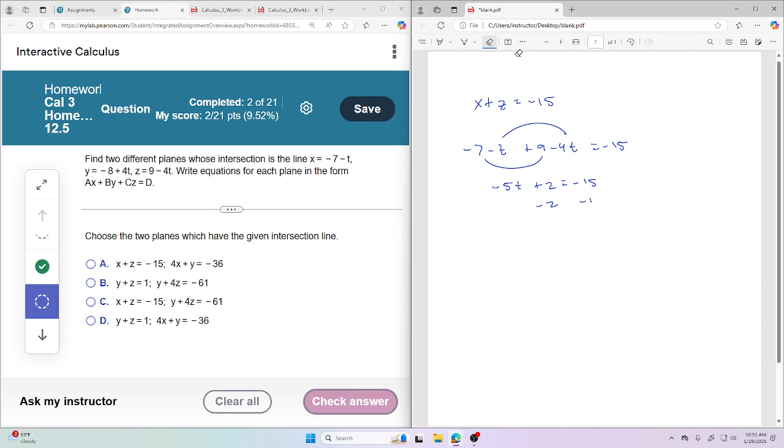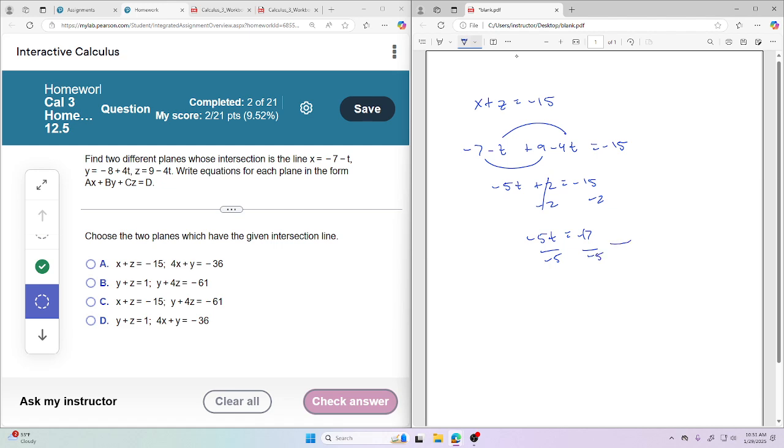I'm already thinking ahead. What am I doing? Very, very silly, Chad. Okay, it's okay. 17 divided by the negative 5. So I've got t is equal to 17 over 5. Okay. Let's try the other half of this and see if that works.